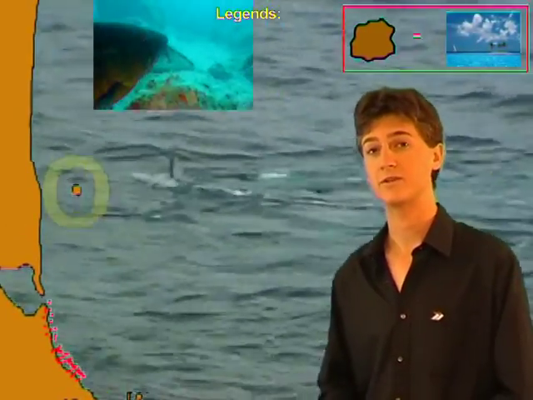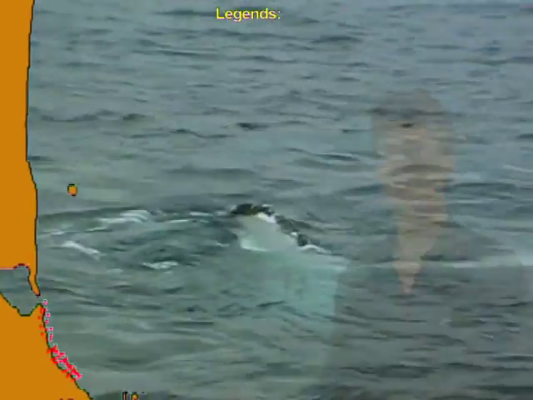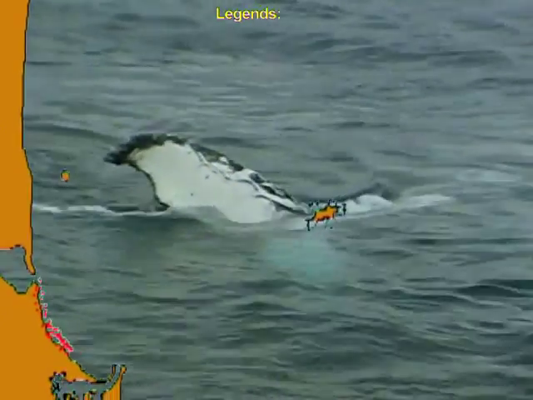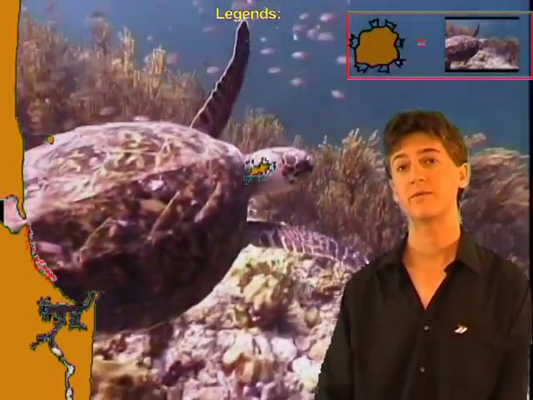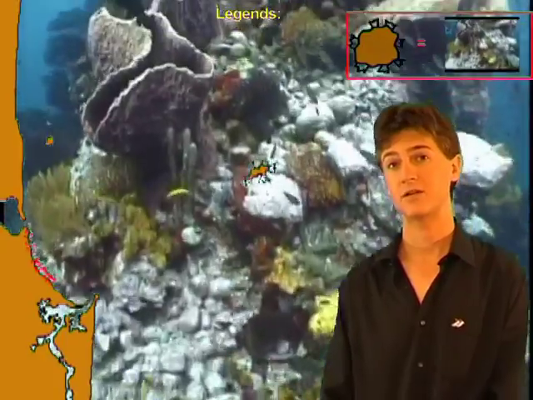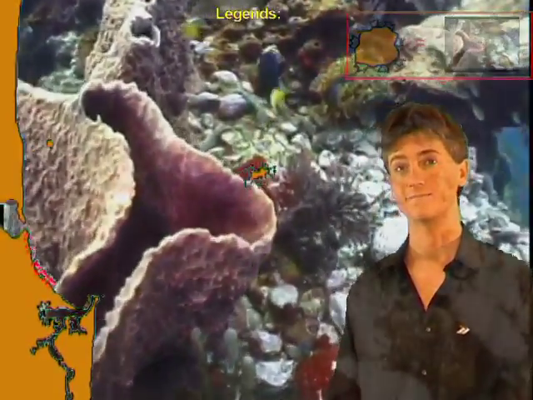Islands provide a large area for a lot of animals to live in, while having only a small landmass. We can see here a reef. Reefs provide habitat, shelter, and a hunting ground for many animal species.